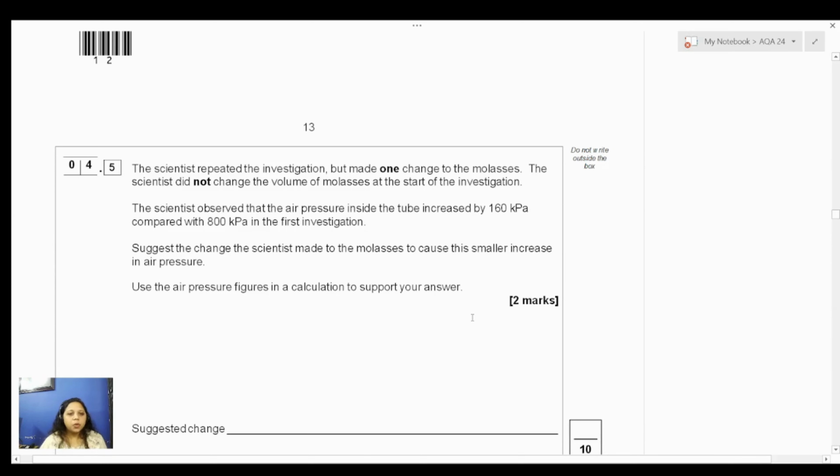Next thing, the scientist repeated the investigation, but with one change to the molasses. The scientist did not change the volume of molasses at the start of the investigation. The scientist observed that air pressure inside the tube increased by 160 kilopascals compared with 800 kilopascals in the first investigation. Suggest the change the scientist made to the molasses to cause this smaller increase in the air pressure. What do you think he has done?